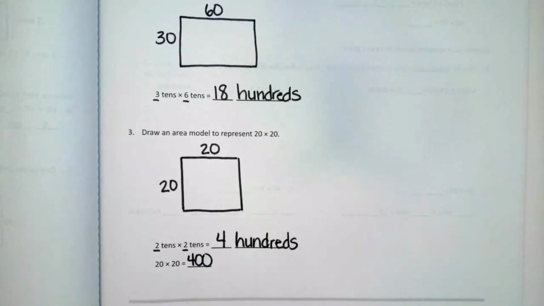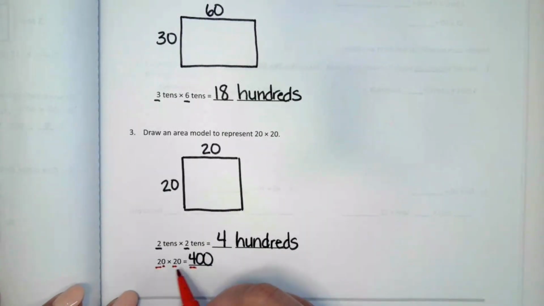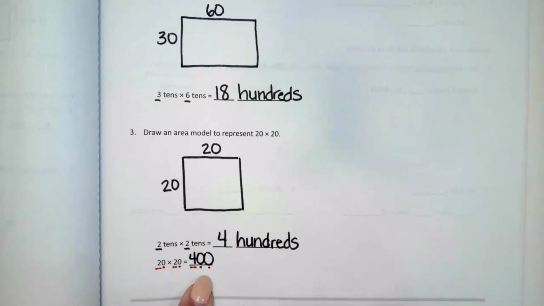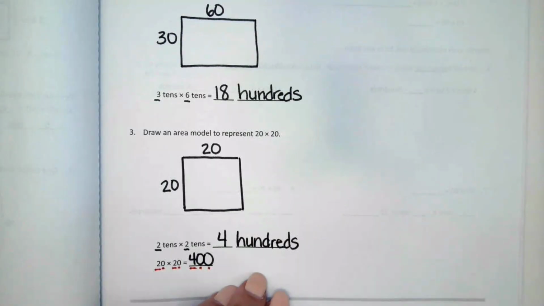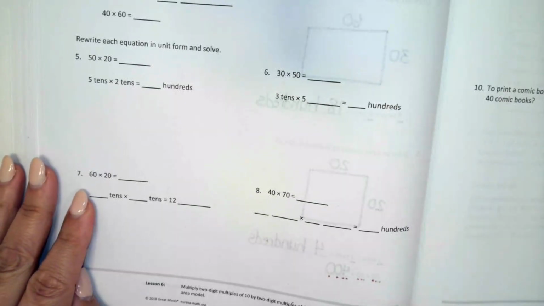Notice 2 times 2 is 4. There are 2 zeros in our factors, 2 zeros on our product. Okay, let's turn the page and see what's next. You can work on number 4 on your own. Let's work on number 5.